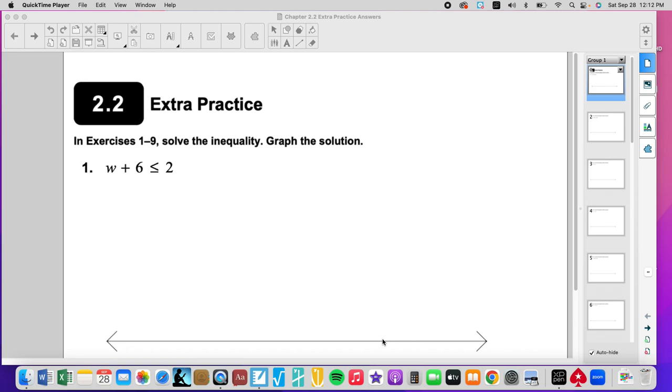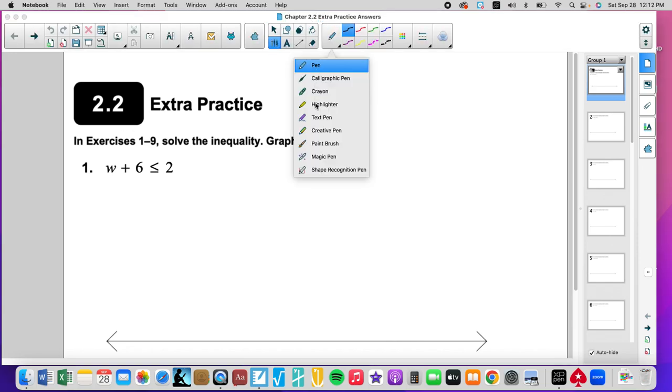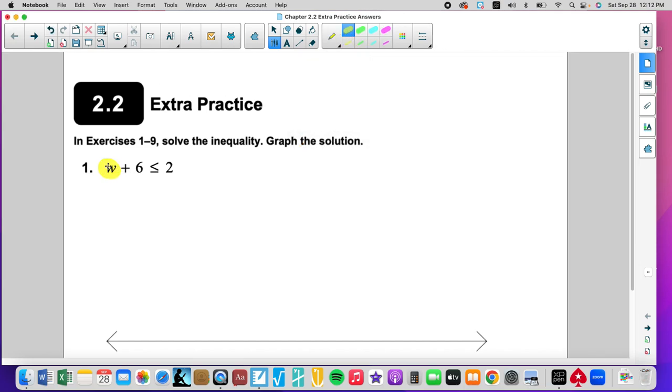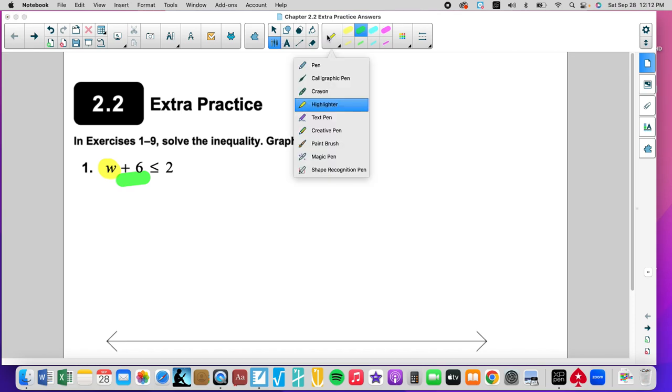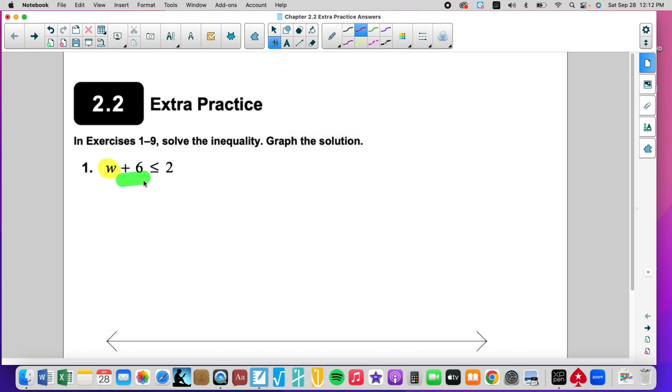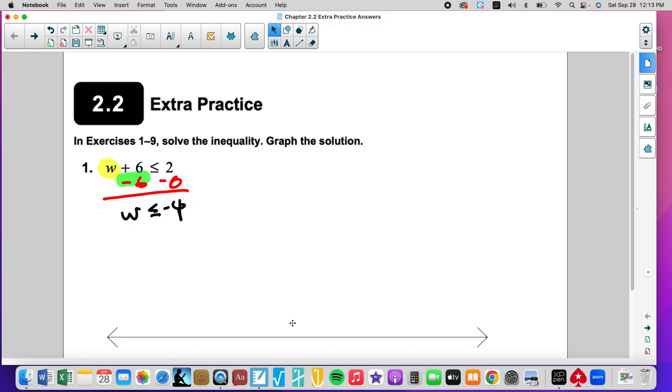So very much like an equation, when we see my variable w, we ask what's happening to w. Well, 6 is being added to it, so we do the inverse of adding 6, which is subtracting 6 from both sides. And that leaves us with w is less than or equal to -4. And now we want to graph our solutions.